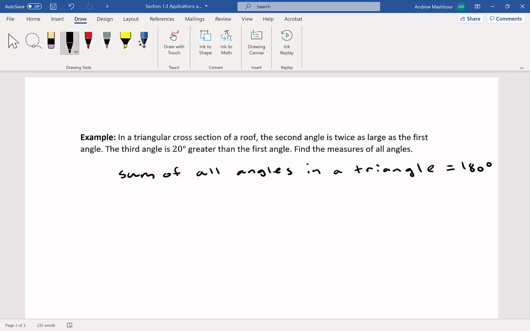Okay. Now in this particular problem we have three unknowns. We have the first angle, we have the second angle, we have the third angle. Okay, so we have first angle, second angle, and we have the third angle.